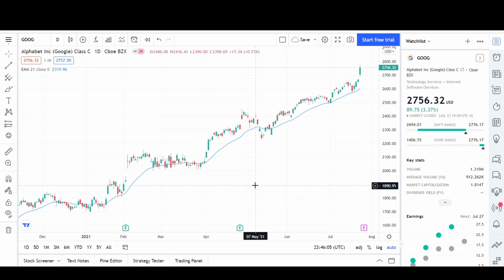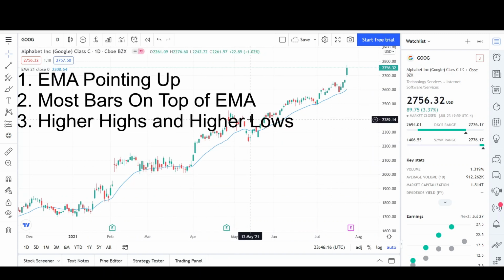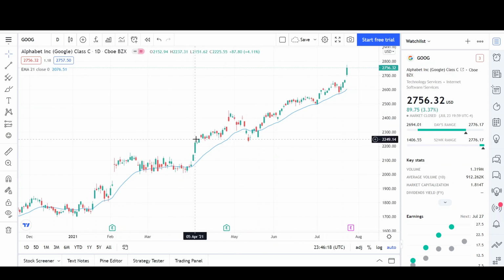So the first thing that I noticed about Google is that price is in this really strong uptrend. It's in an uptrend because the EMA is pointing up and most of the price bars are above it. And also we're making higher highs and higher lows. I'm going to go ahead and draw an example of what I'm talking about.